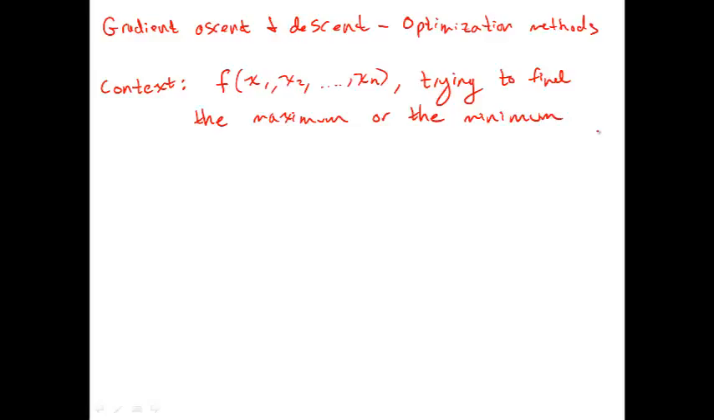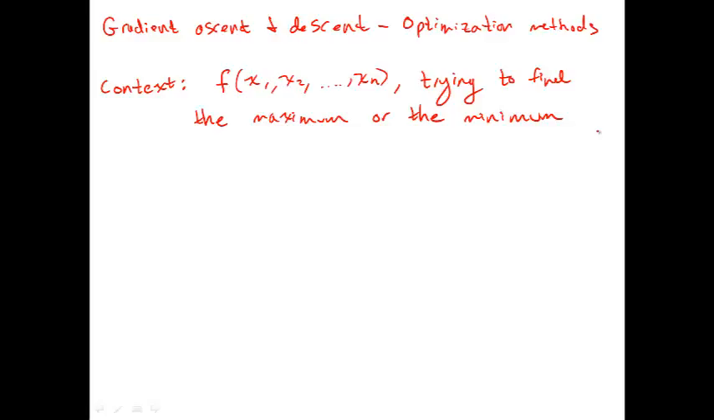So if f corresponds to maybe some probability, and you're trying to find the most probable set of x's, then you would probably try to find the maximum of f. However, if f were some cost function, and x1 through xn are some parameters of that cost function, then you would be trying to find the minimum. And as you might guess, you would use gradient ascent to find the maximum, and gradient descent to find the minimum. So what's going on here?